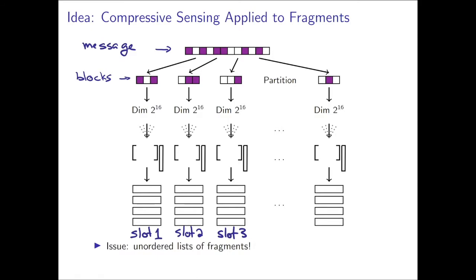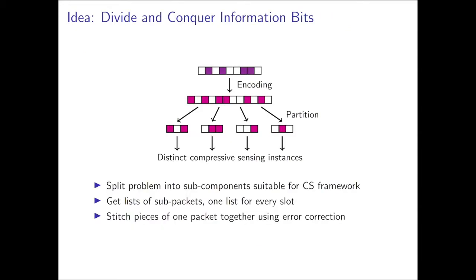And then within each slot, we perform a compressed sensing solution to the problem and recover a list of the fragments that were sent. Of course, one issue with this approach is that for every slot, we only recover a list, but we're not told how to put the messages back together from their fragments. To overcome this issue, we turn to forward error correction. And in particular, we add redundancy to the message before partitioning it into blocks.